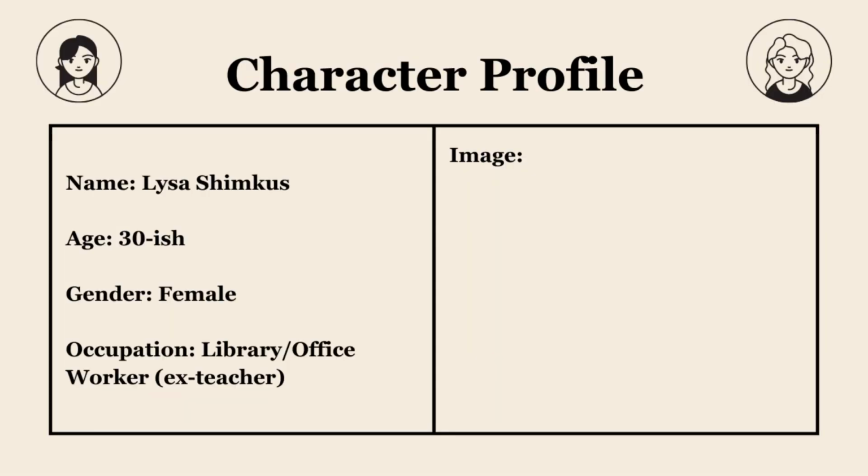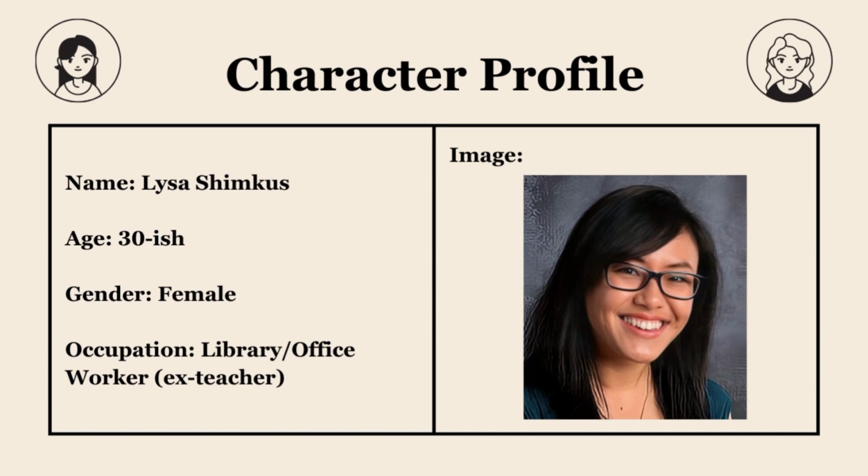Our information begins with the name of the character. I put myself, Lysa Shimkus. There's also the age. I am 30-ish. Followed by the gender. I go by female. And then occupation. I'm a library/office worker. I'm also an ex-teacher. There's also a spot for you to add the image so that it's easier for you to refer back to remember what your character looks like. In this case, there's an image of myself.